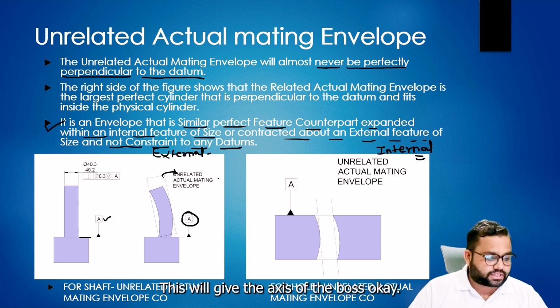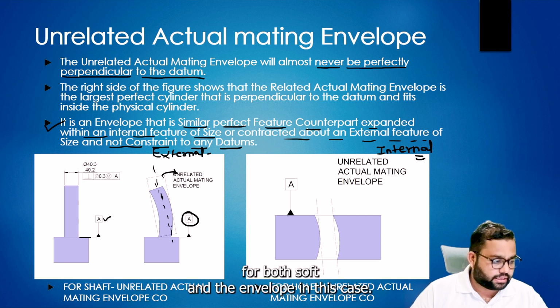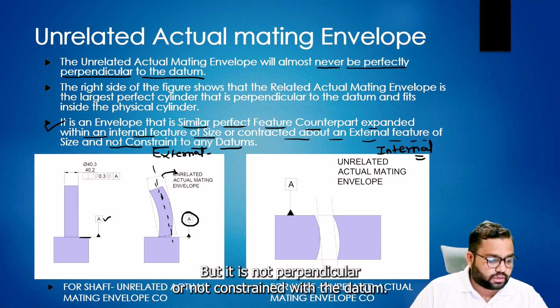This will give the axis of the boss. If we see the axis in this case, whatever the axis of the shaft will be, the same will be the axis in this case. So the axis will be the same for both the shaft and the envelope, but it is not perpendicular or not constrained with the datum.